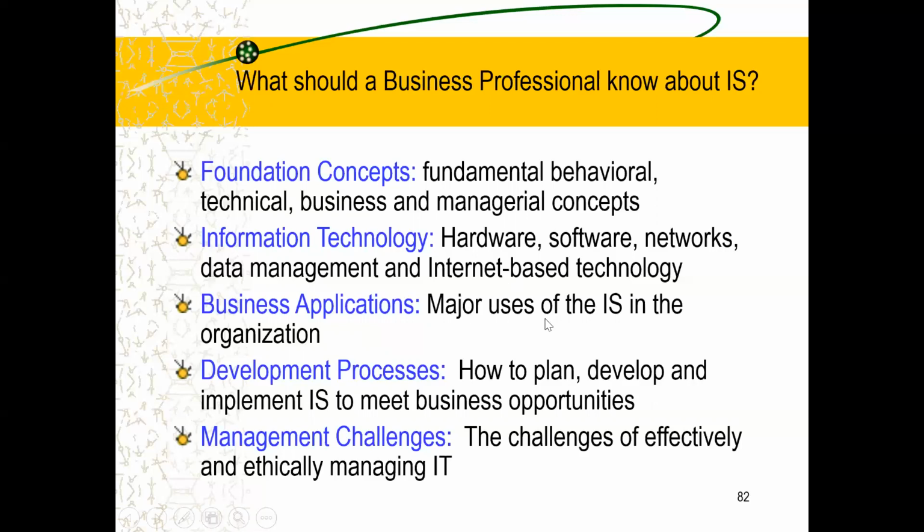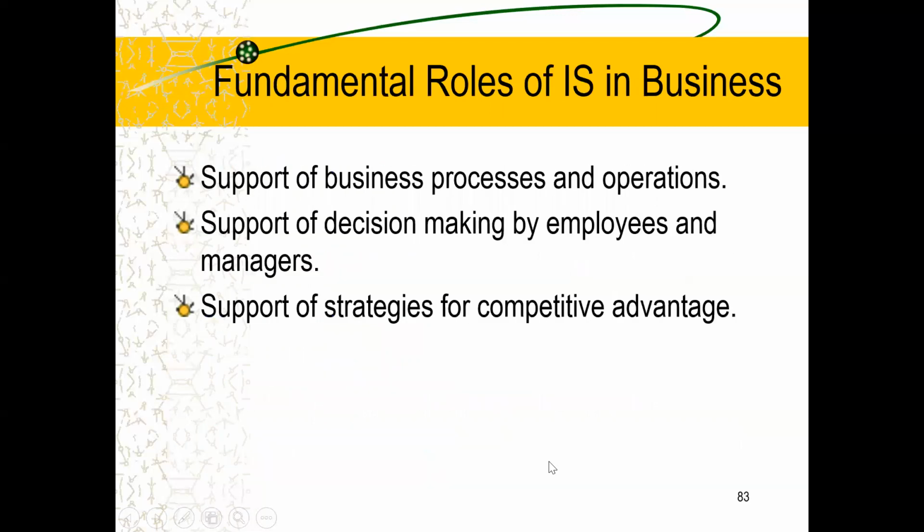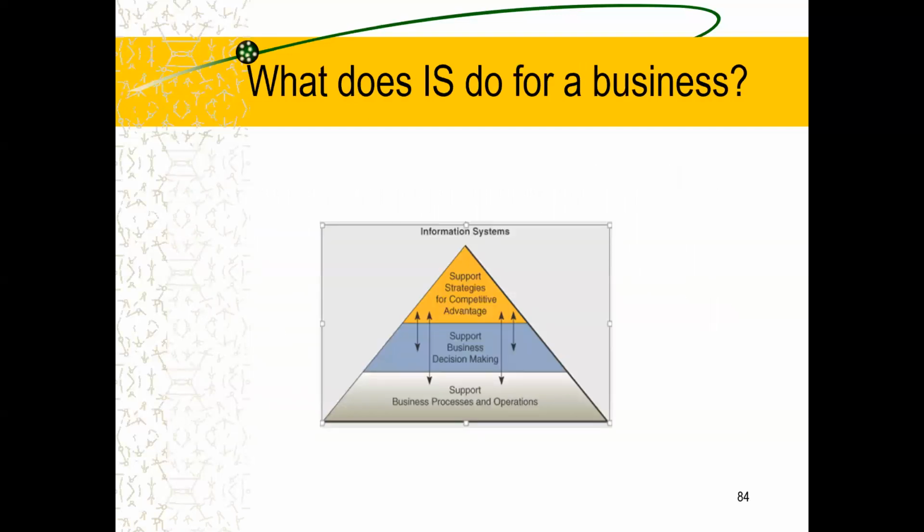Major uses of IS in the organization; development, how to plan, develop and implement; management challenges, the challenges of effectively and ethically managing IT. Fundamental roles of information systems in business are support of business processes and operations, support of decision making by employees and managers, and support of strategies for competitive advantage.